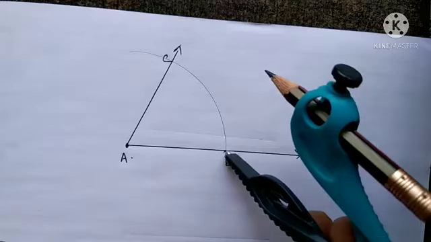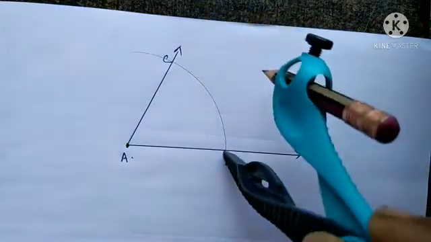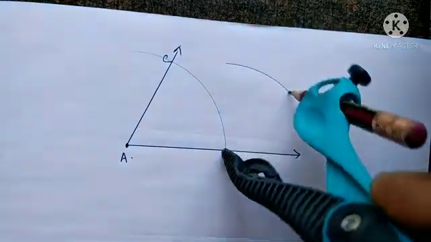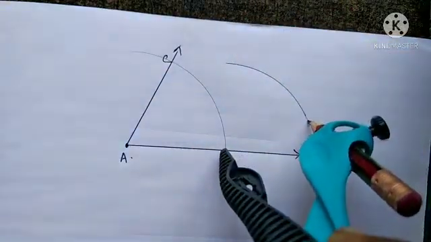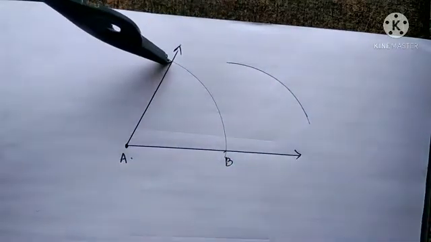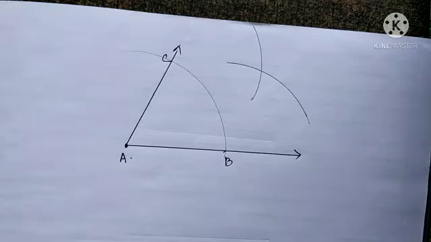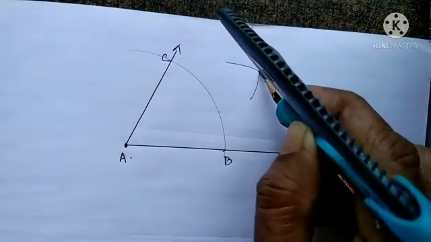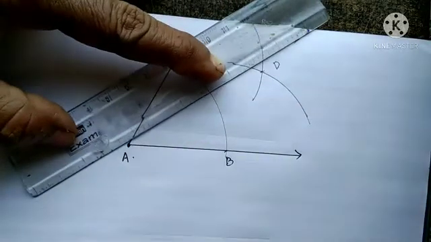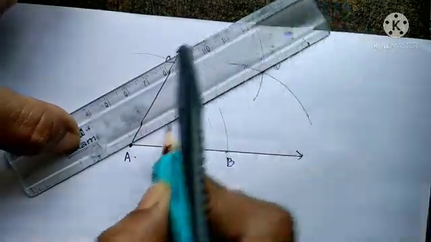Next step, take more than half of this arc length on compass and draw in the interior of the angle A. Here in the interior of the angle A, that is very important. In the interior of the angle A, draw another arc from B and C with the same radius. Okay, then mark this meeting point with the letter D. Then join A and D. Very simple.